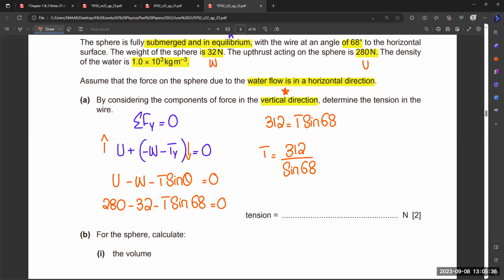Okay, I got 336.5 to 337. Yeah. Okay, let me check. So 312 divided by sine 68, we are getting 347, right?